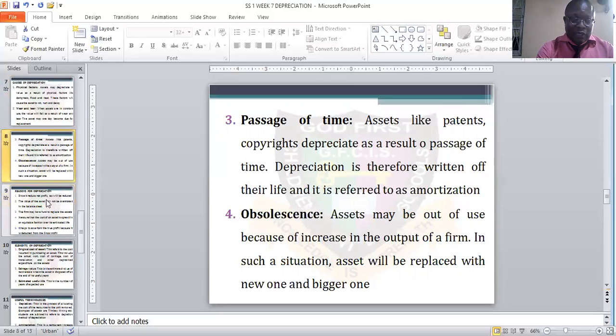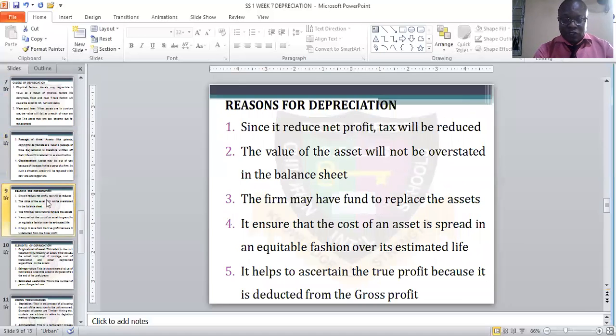Then let us look at the reasons for depreciation as well. Depreciation reduces net profit. The net profit will be reduced because there's need for the accountant to charge depreciation as part of the expenses, and tax will also be reduced as well.